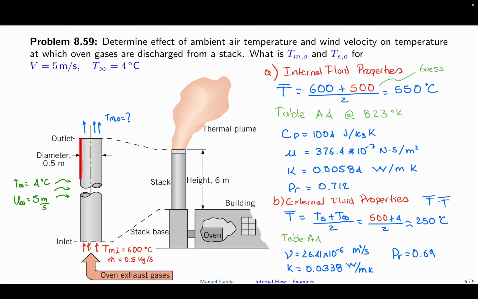Now this chimney is outside, and the ambient conditions are a temperature of 4 Celsius and the velocity of the wind is 5 meters per second. So the first thing that we need is to identify that we have a combined convection here. We have internal convection because of the gases inside the pipe, and we have an external convection because the air from outside is cooling down the pipe. So we'll need to compute an overall heat transfer coefficient.